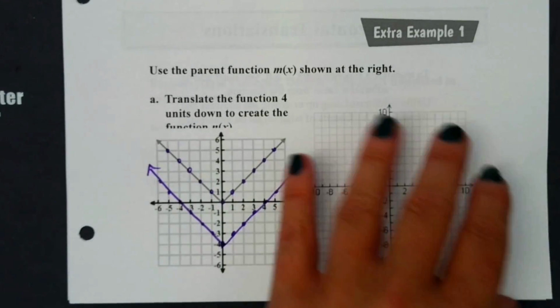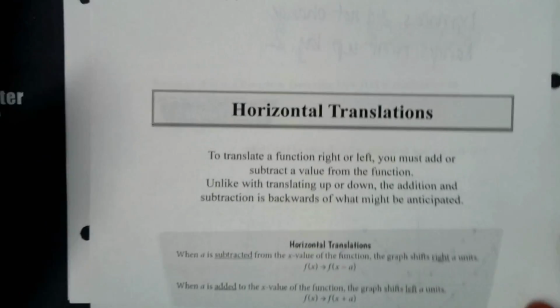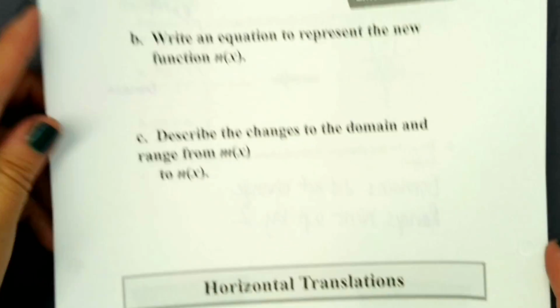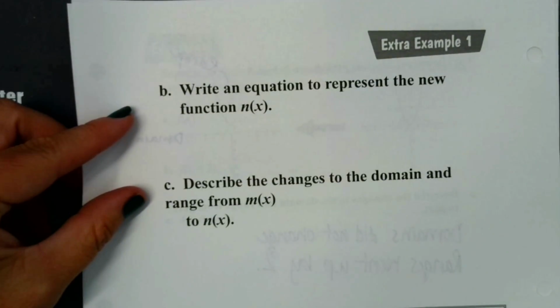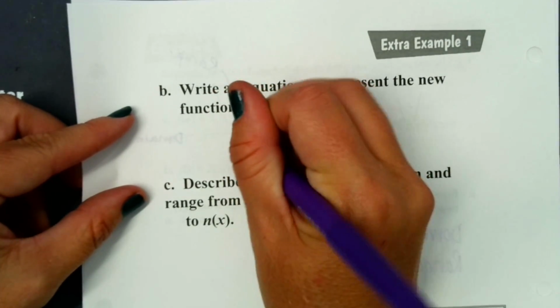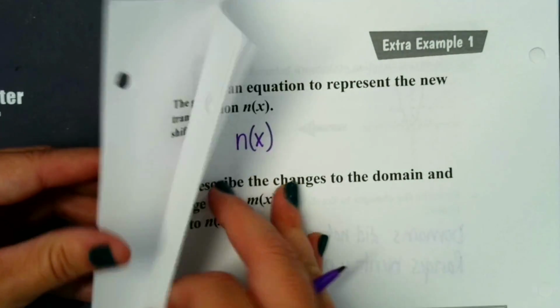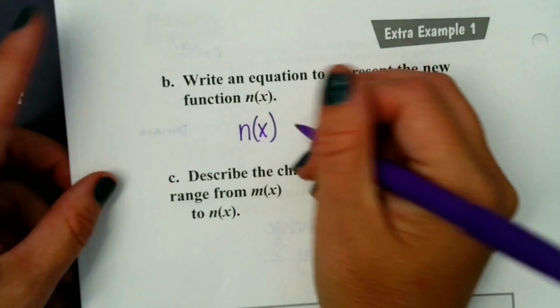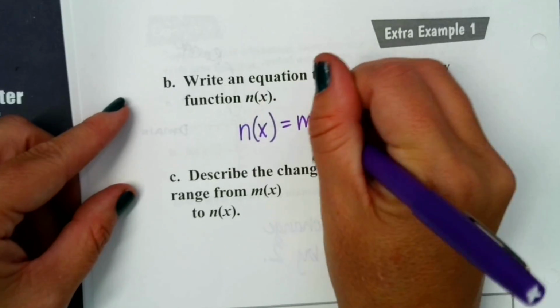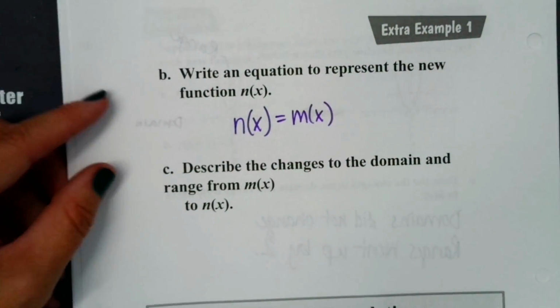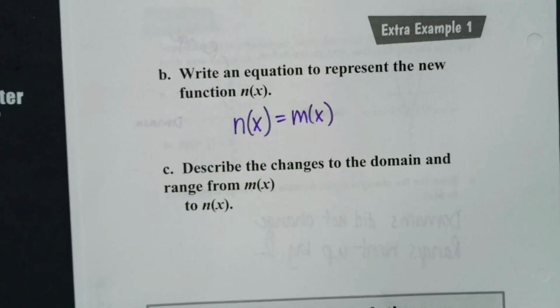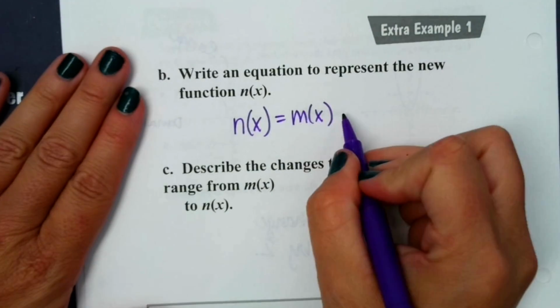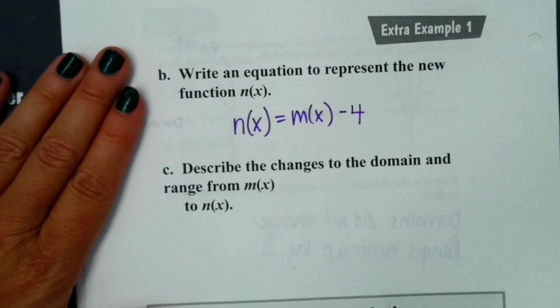Okay, now I want you guys, go ahead and flip the page again. And I want you to answer the same 2 types of questions we already did. Write an equation to represent the new function. So n of x, I can't remember what this one was. This one was m of x equals m of x what? What's happening? Yep, so write that down. Show me that. Like that?